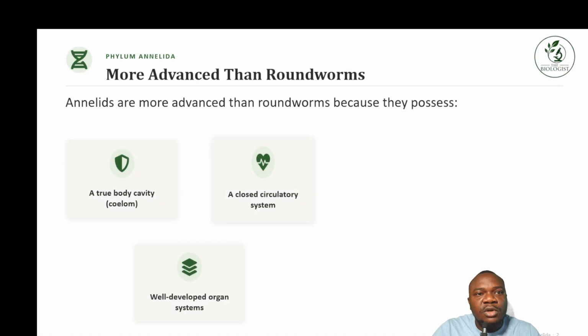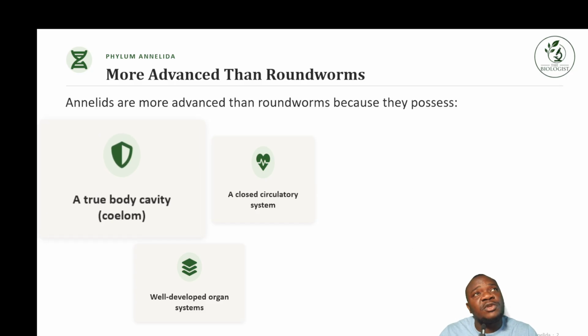Just to get a picture of what the body looks like. These annelids are more advanced than roundworms because they possess certain features. Don't forget, in my last video I talked about roundworms, so that's why I make reference to them. First, the body has what we call a true cavity called the coelom. As we go further in the video, I will give you a clear understanding of what the coelom is, because in all my videos from now on, I'll be making reference to the word coelom.